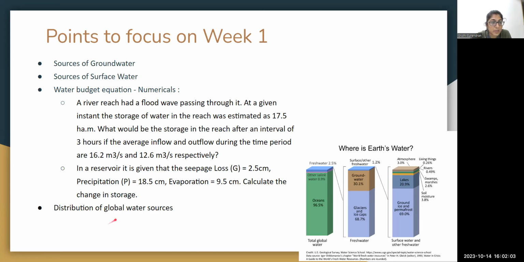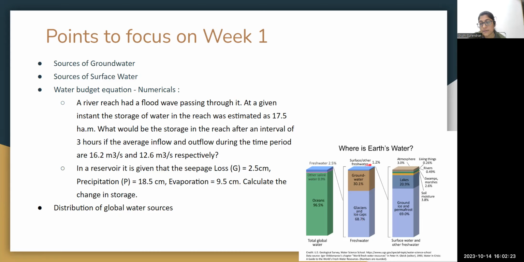After that, you might need to focus on the distribution of global water. That is, we know that out of the total water, 2.5 percent is fresh water, and in that 2.5 percent, 30% is covered by groundwater, and the remaining by surface water and glaciers.